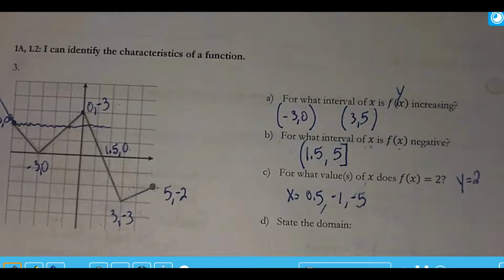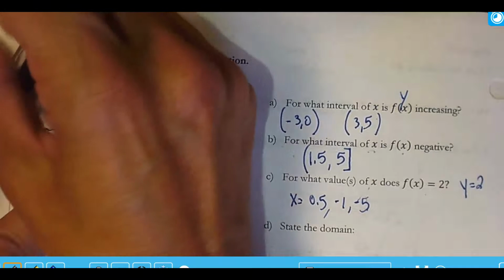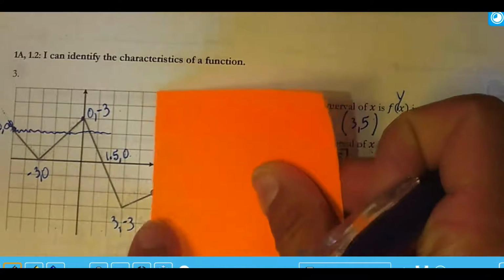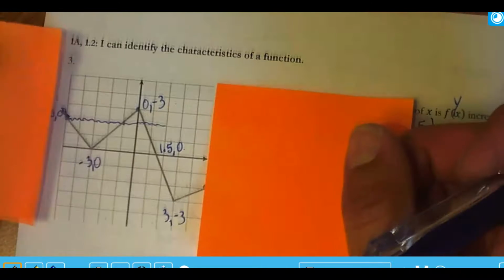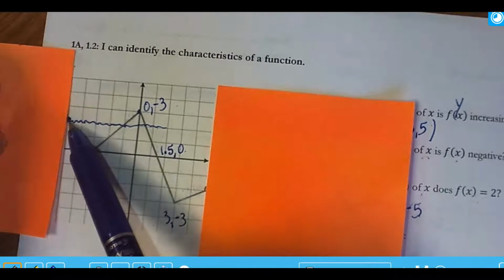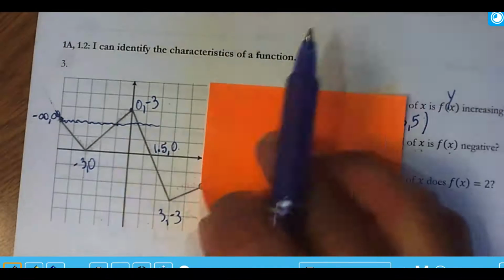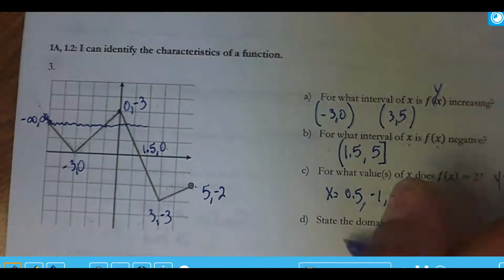State the domain, again, smallest x to biggest x. You can frame it out, so let's erase that. So here's the right, here's the left, and right where it touches there, that's my smallest x value, so that's negative infinity. And then my biggest x value there is 5.